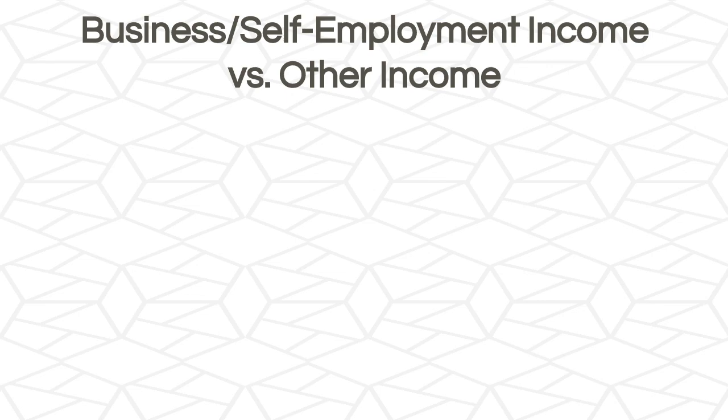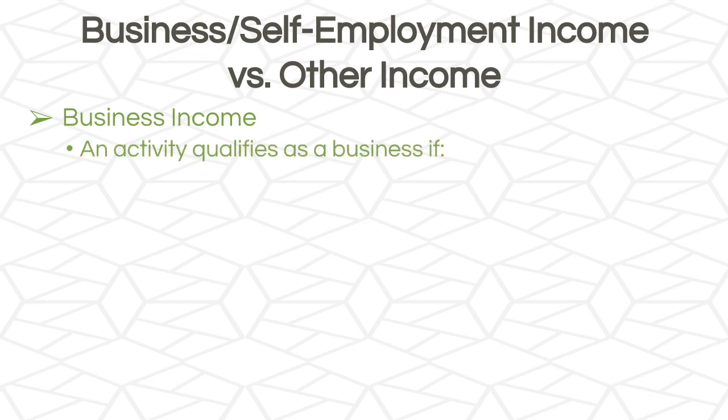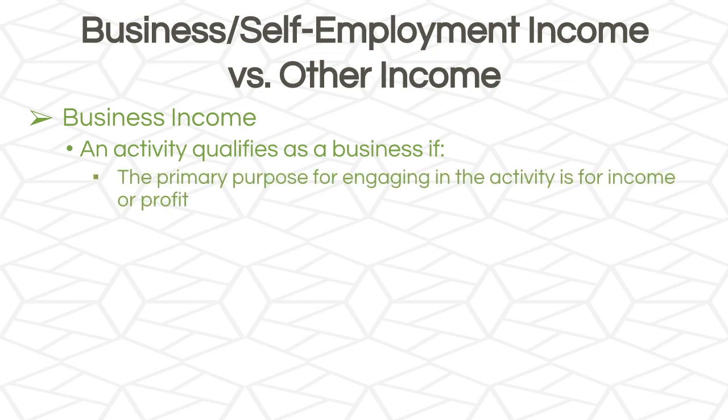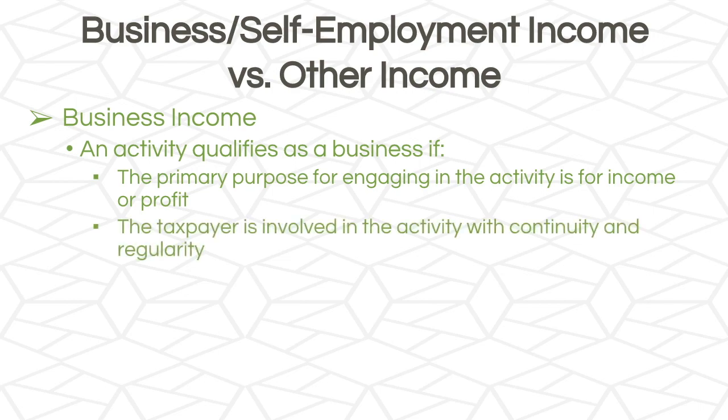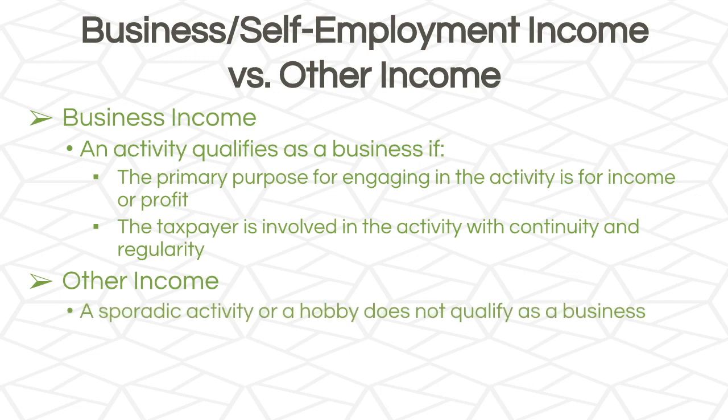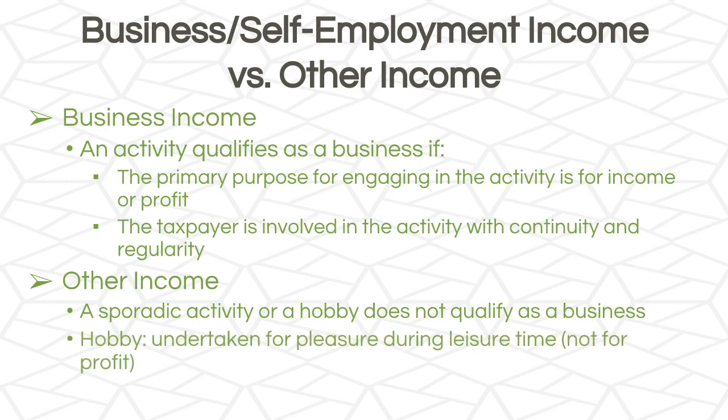So what's the difference between business income and other income? An activity will qualify as business income if the primary purpose for engaging in the activity is for profit, and the taxpayer is normally involved in the activity with continuity and regularity. In contrast, other income is usually a sporadic activity or a hobby, so it doesn't qualify as a business. A hobby is defined as something that is undertaken for pleasure during leisure time, not for profit.